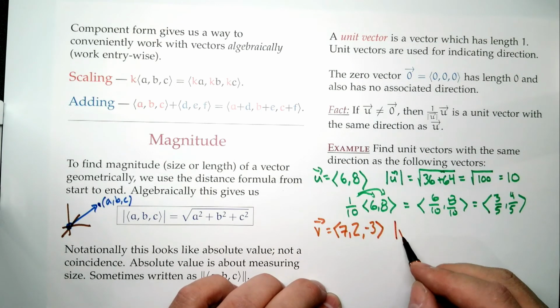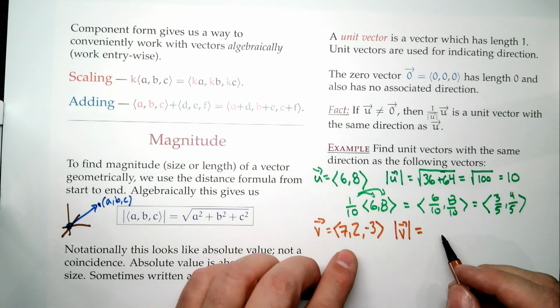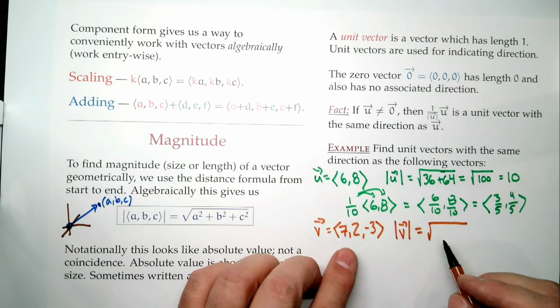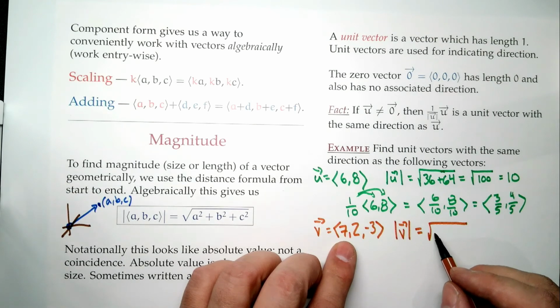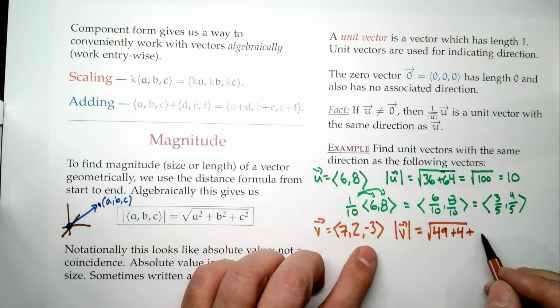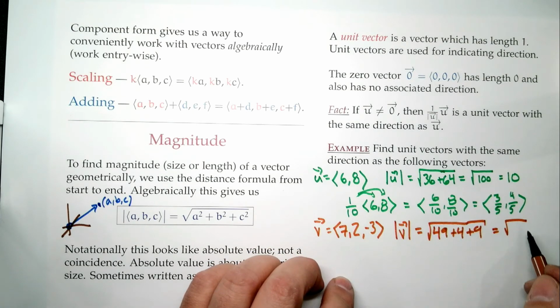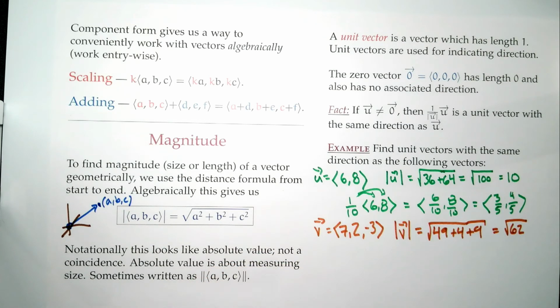Magnitude. Okay. Now, what do you get? Well, square root of 49 plus 4 plus 9. If I add those all up, I get the square root of 62. And the square root of 62 is, of course, still square root of 62. Really close to the square root of 64. Oh, well. So what do we do?